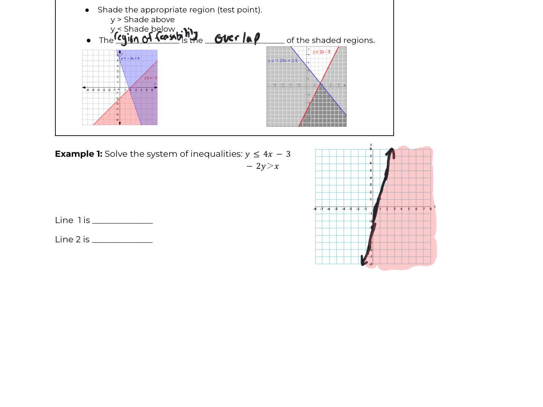Now I'm going to look at negative 2y is greater than x. Now, remember, we've got to get y by itself in order to graph it. So I need to get that negative 2 over to the other side. So I get y is, I'm going to have to flip the sign because I'm dividing by a negative. So y is less than negative 1/2 x. Now, the y-intercept for this is going to be at 0, 0. And my slope tells me to go down 1 and to the right 2.